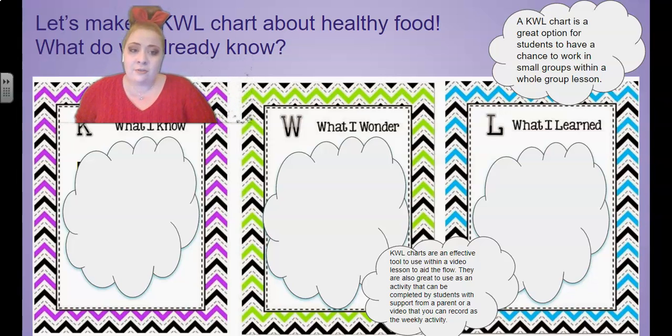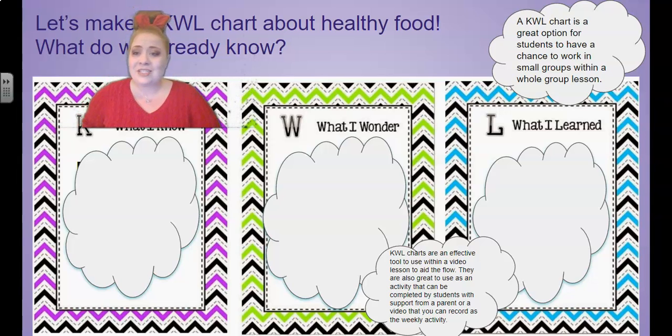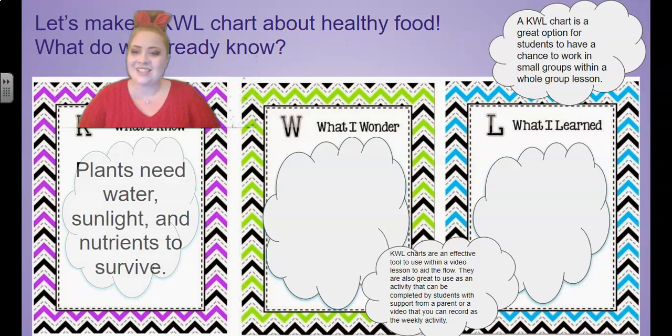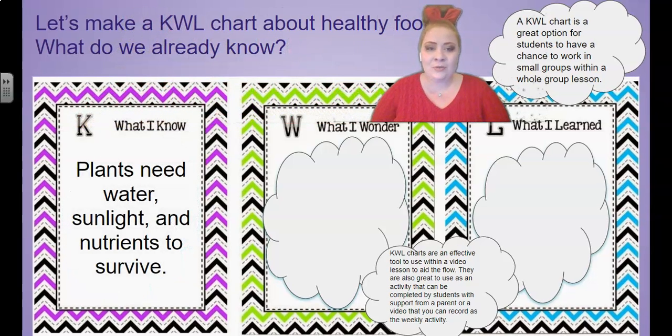This is really interactive for me. KWL charts are always easy and a great way to interact, and they kind of apply to everything. They're an effective tool to use within a video lesson to aid the flow. They're also great to keep students engaged. So, this is just one way to do it. You might have your own way to do it. This is not required. This is just a suggestion. I'm going to go ahead and go past this. This is just a visual to show you.